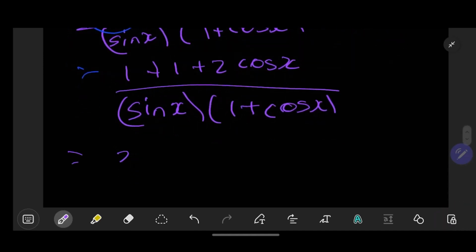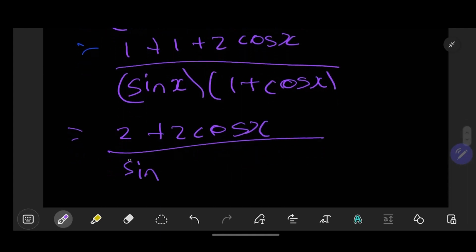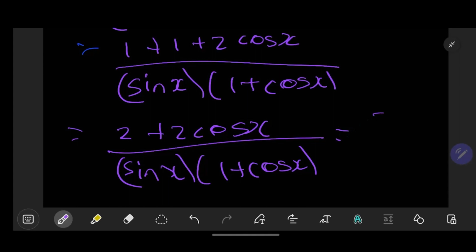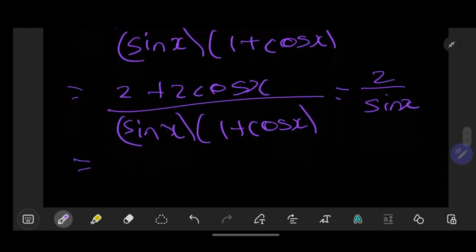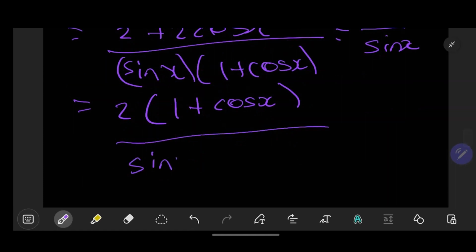And that is 2 plus 2 cos of x all over sine of x into 1 plus cos of x, and we need to show this as 2 over sine of x. I did not write that, but that's what we need to show, right? Now, once again, back to basics in terms of maths. Let's factor out. We can factor out the 2. So I can pull out 2 and we can show 2 into 1 plus cos of x all over sine of x, 1 plus cos of x, and that's it.